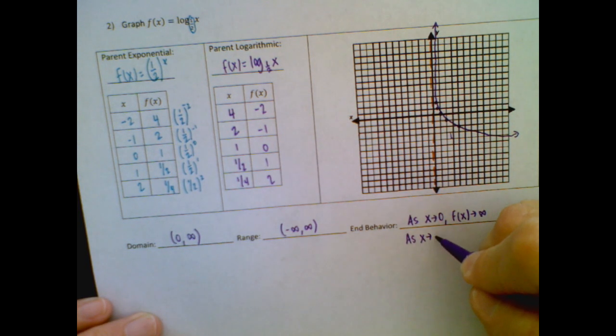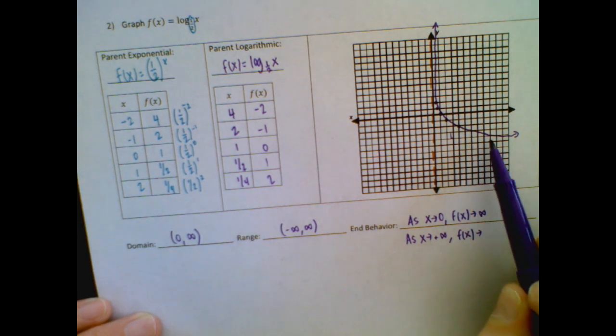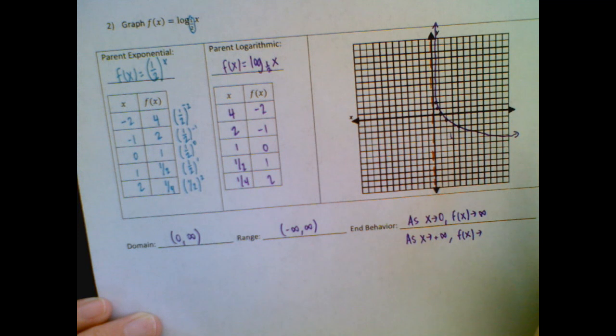And as x approaches positive infinity, because I'm going on the right side here. So as x is approaching positive infinity, the graph is actually going to continue to kind of go downwards. You'll see kind of like this tail is going down. So we're going to say f of x is approaching negative infinity.